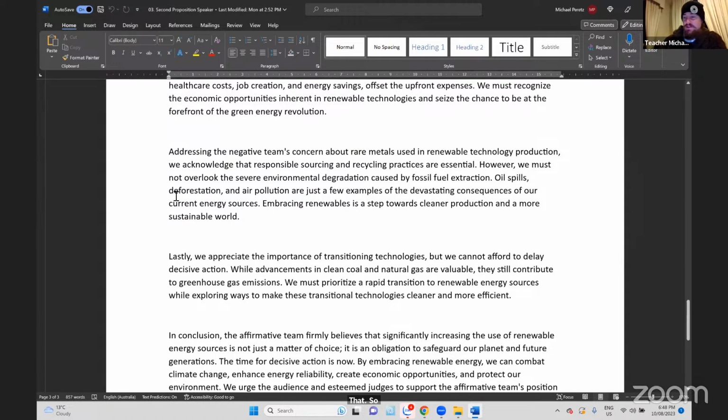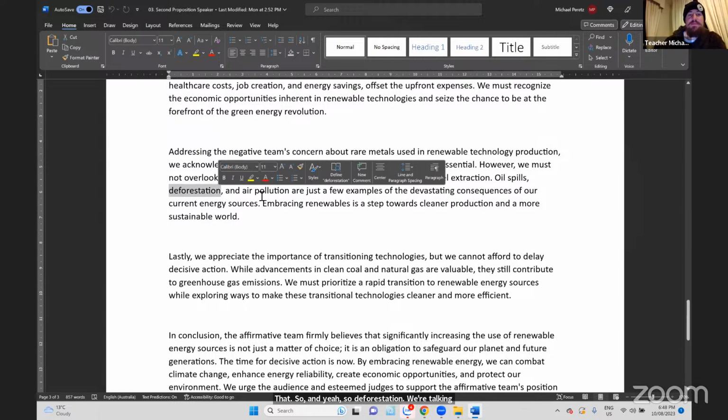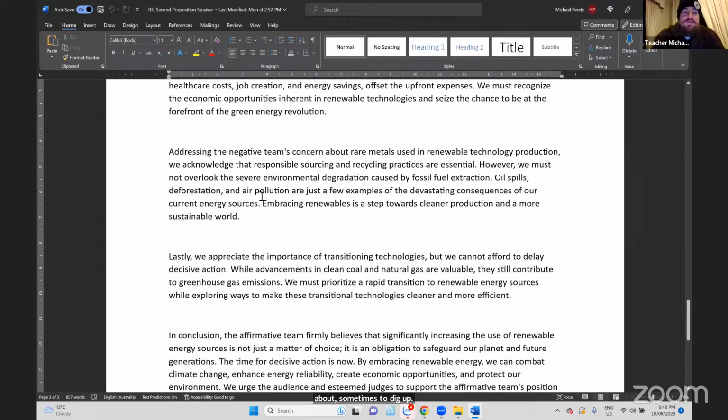So deforestation, we're talking about sometimes to dig up fossil fuels out of the ground, we might need to rip a whole bunch of forests apart to be able to get to the fossil fuels below the ground. And air pollution from not only digging it out of the ground, but producing the actual fuels that are made with it, and also burning the fuels can put those toxic fumes into the air.